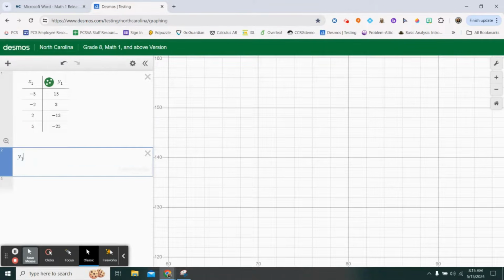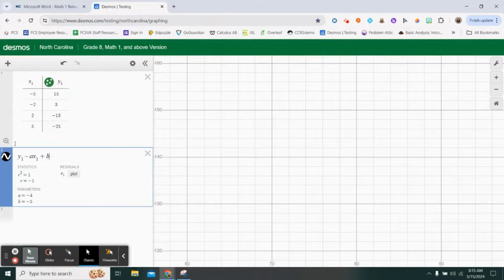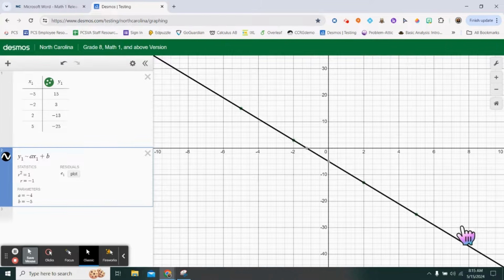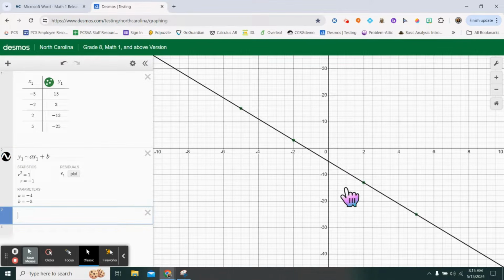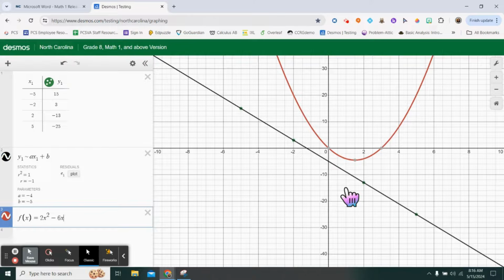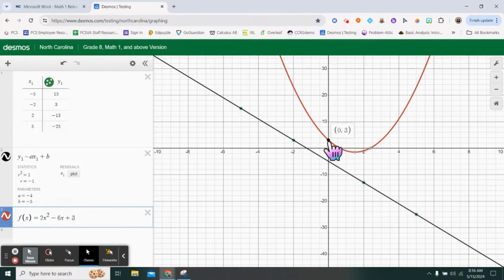Then I go here, I do y1, squiggle mark, ax1 plus b, and I hit the magnifying glass. It zooms me to my line. This is actually an exact linear model. That's why the R value is -1, because it's a perfect negative sloping line. The B value is the y-intercept. All right, I'm going to go down here. I'm going to type in the other function it gave me. F of x equals 2x squared, minus 6x plus 3. And I look there, that's that y-intercept. This one's at -5. So it says, what is the distance between them? Well, to get from 3 to -5, we would have to travel 8.